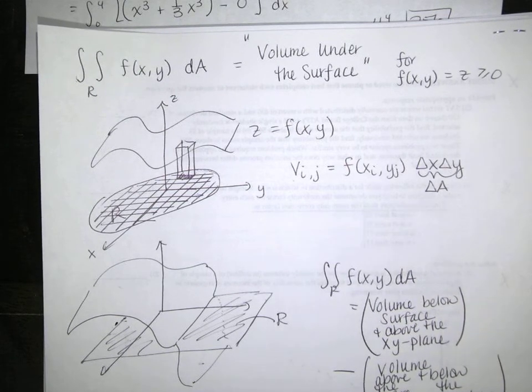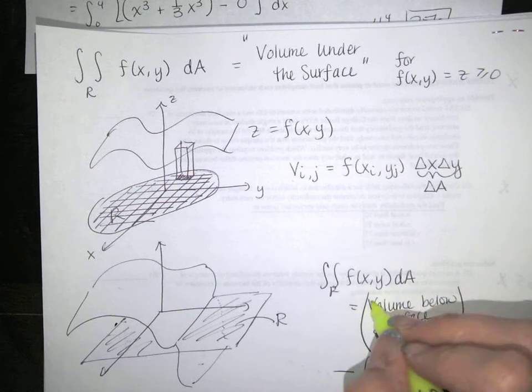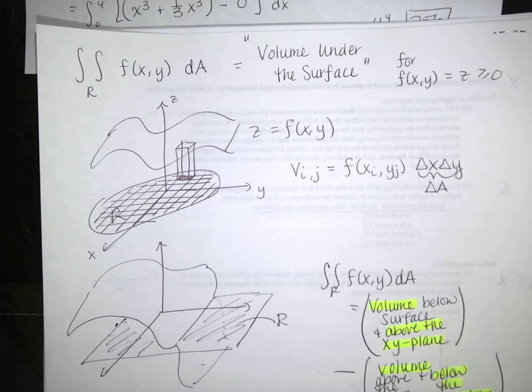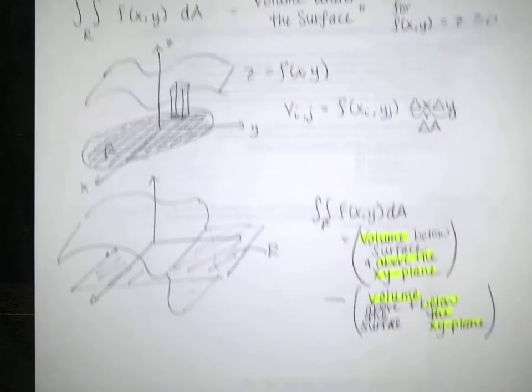Now normally we don't say above this, we don't reference the surface, so we would just say the volume above the xy plane minus the volume below the xy plane. So it's a net volume.